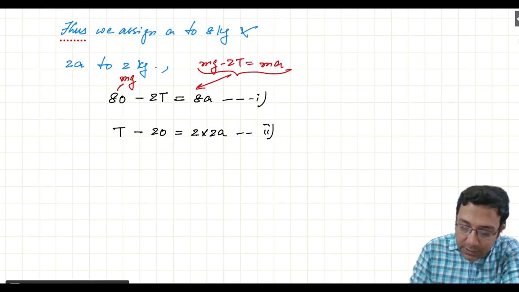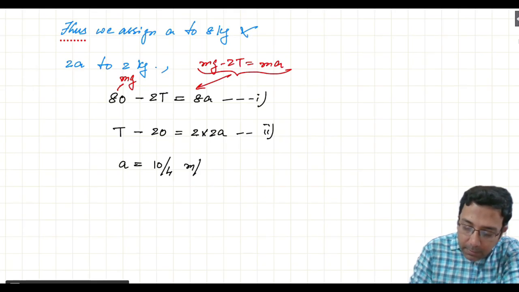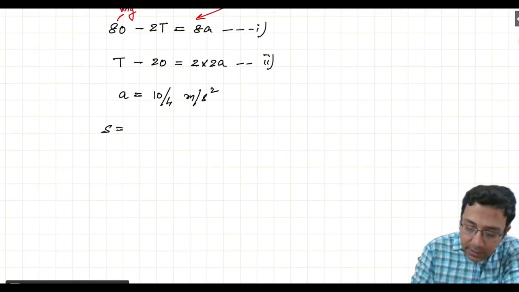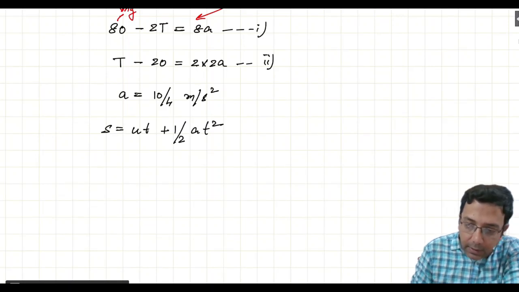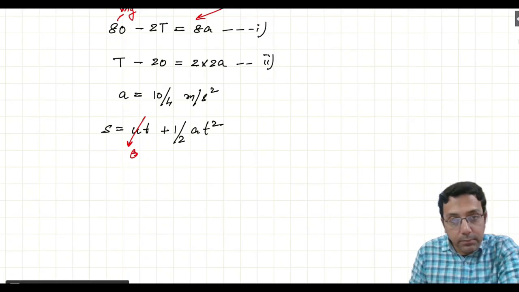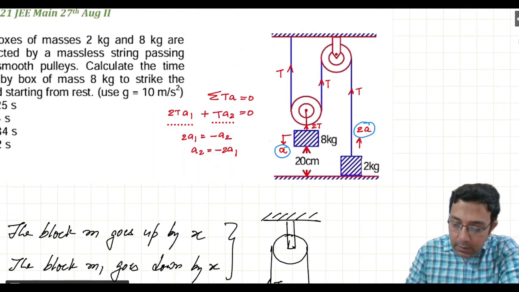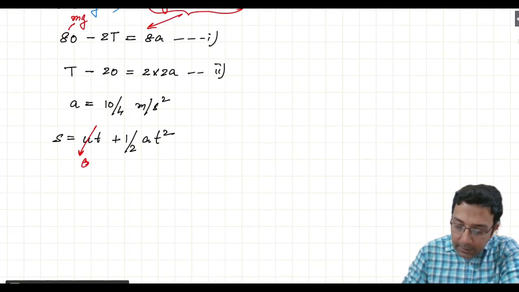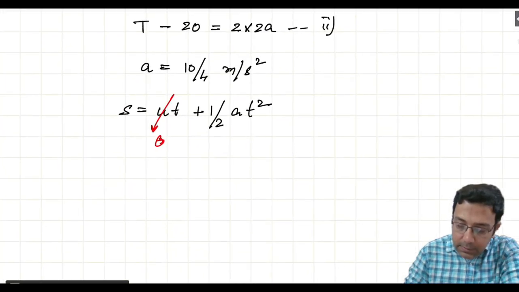So solving these 2 equations, we get the value of a to be 10 by 4 meter per second square. And then if I apply kinematics, s equal to ut plus half at square, u will be 0 because it is starting from rest. S is given to us, 20 centimeter. 20 centimeter is the distance from the 8 kg block to the floor. So this is given to us.